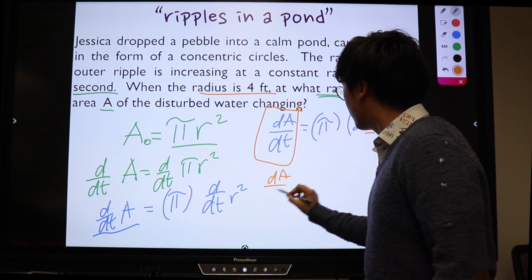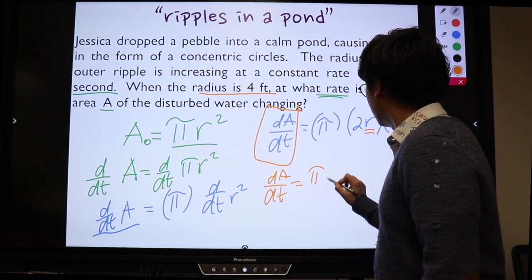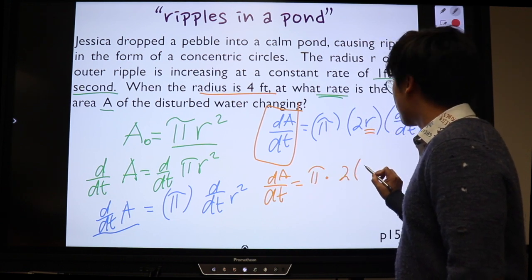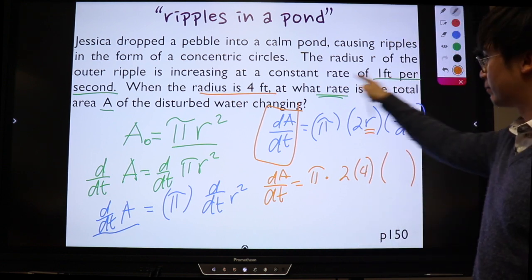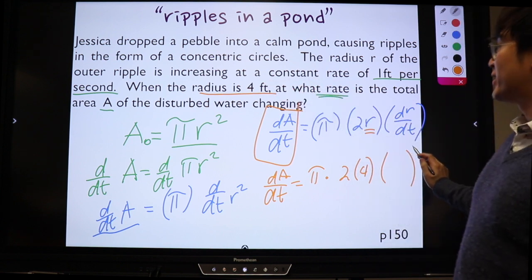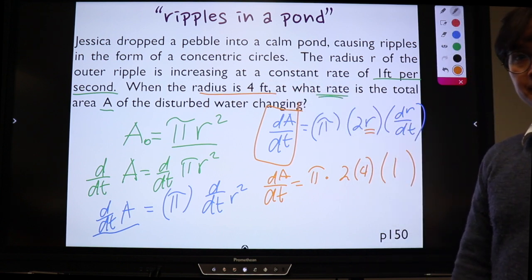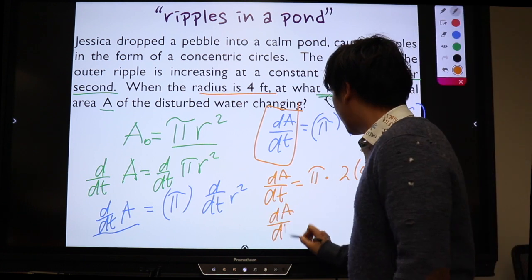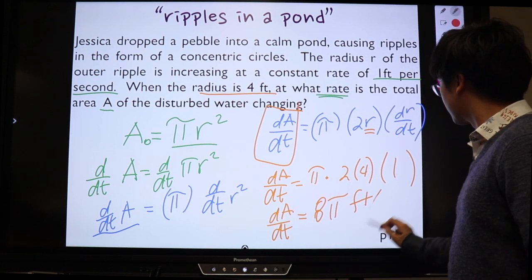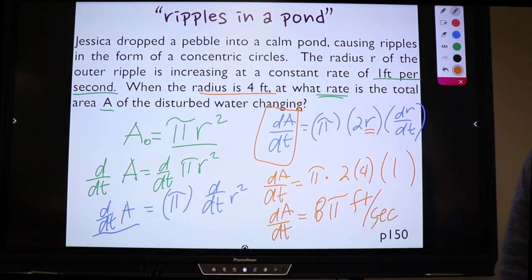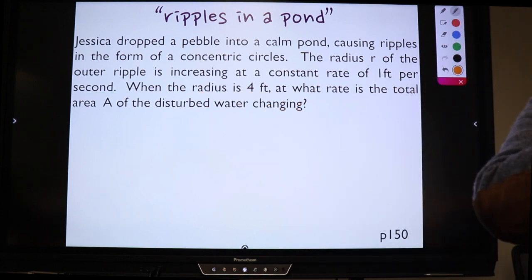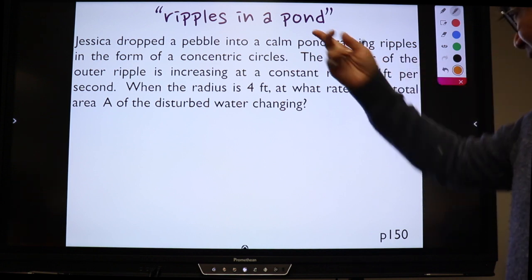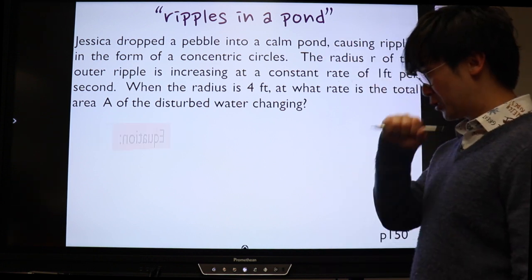Yes. dA all over dt equal to pi times 2 times what is r? 4. And what is dr over dt? 1 foot per second, so it's just going to be 1. Right? Alright. Feet per second. Got it? Alright. So this is how we find the related rate problem given the information we have, for this equation.